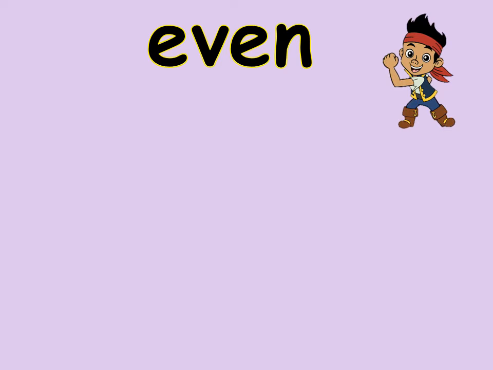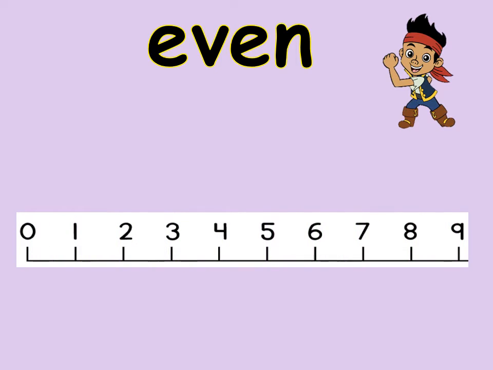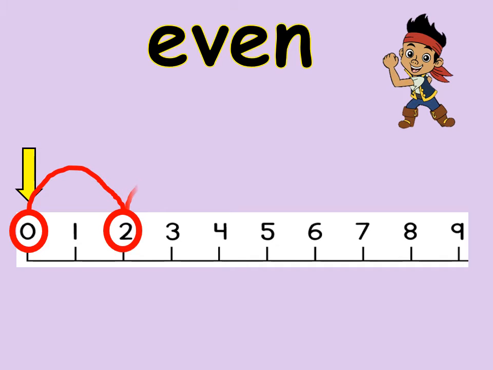Even numbers. There's our number line again. Now remember, normally you count 0, 1, 2, 3, 4, 5 on a number line. But for even numbers, we have to skip count. We're going to start here at 0, and we skip. Do we go to 1? Nope, we skip it. We go over it to 2. That's our next even number. And then we skip over 3, and we go to 4. And that's our next even number.